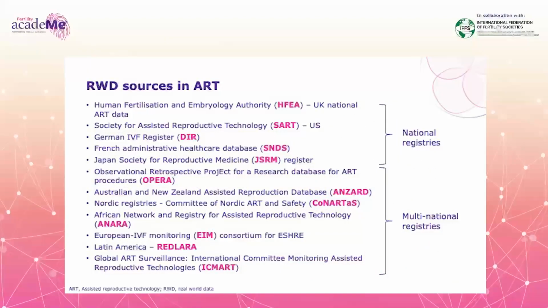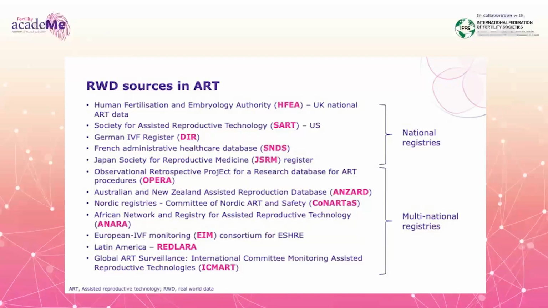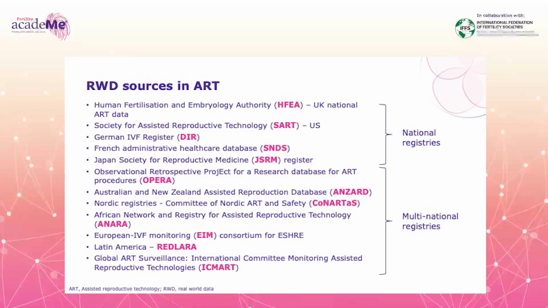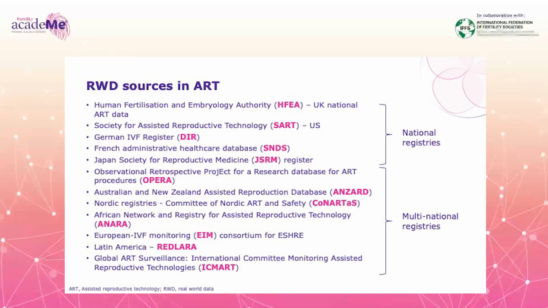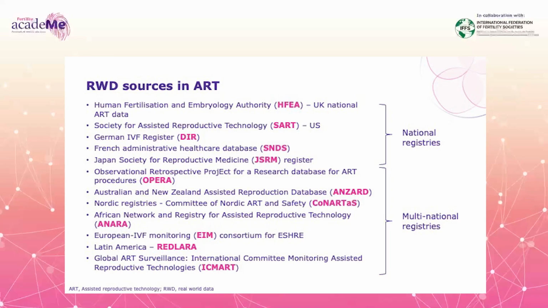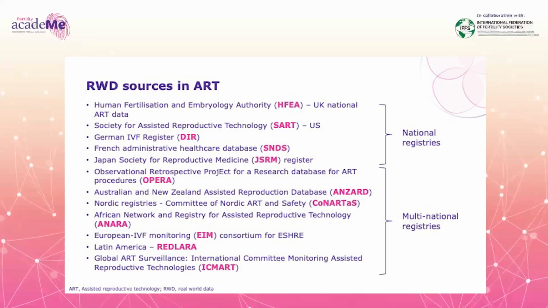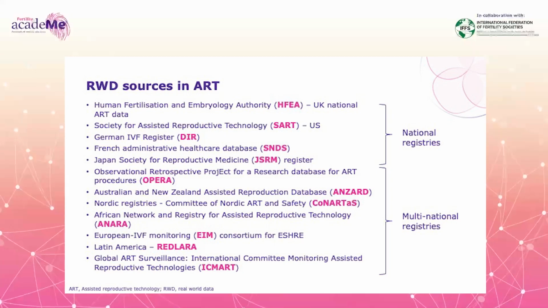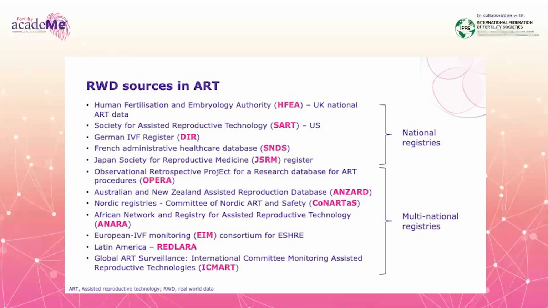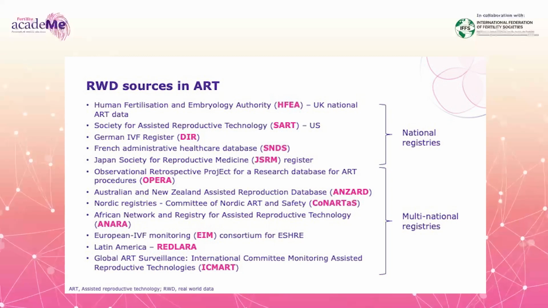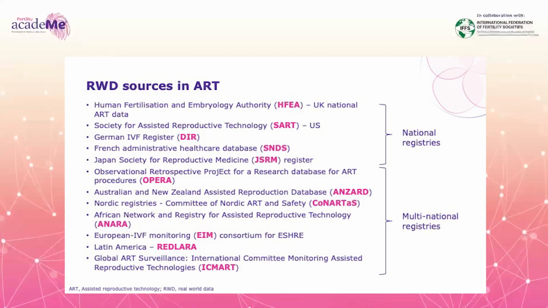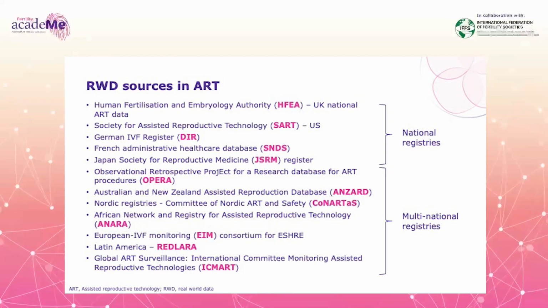So these are the several sources of real-world data. The first one is the Human Fertilisation and Embryology Authority data set, which is from the UK. It was established in 1991, and we collect data from every IVF cycle that occurs in the UK. It is a mandatory licensing requirement for every center in the UK. So for every individual patient having assisted reproduction, the data has to be submitted prospectively to the HFEA.